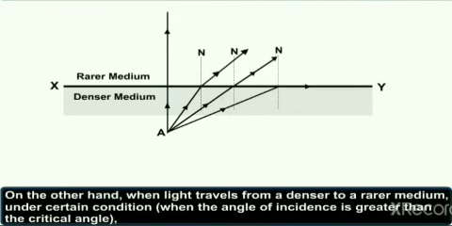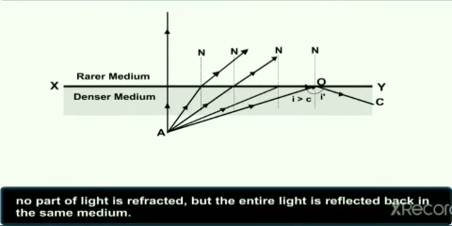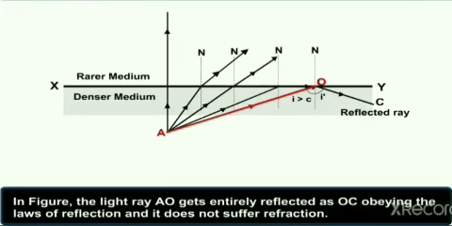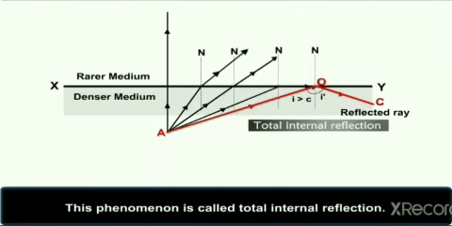Thus, both reflection and refraction occur simultaneously. On the other hand, when light travels from a denser to a rarer medium, under certain conditions, when the angle of incidence is greater than the critical angle, no part of light is refracted, but the entire light is reflected back in the same medium. In the figure, the light ray AO gets entirely reflected as OC, obeying the laws of reflection, and it does not suffer refraction. This phenomenon is called total internal reflection.